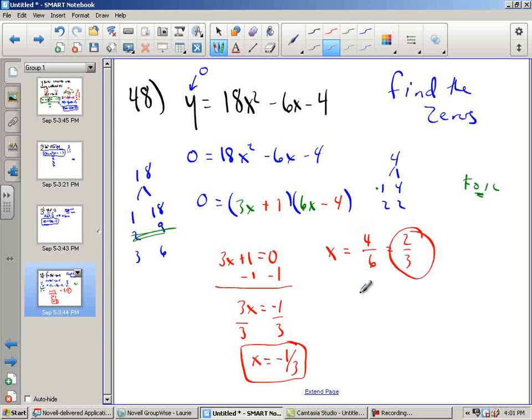If that was too much, write it down. 6x minus 4 equals 0. Add 4. 6x equals 4. Divide by 6 and by 6. This means that x could equal 4 over 6, which is 2 over 3.